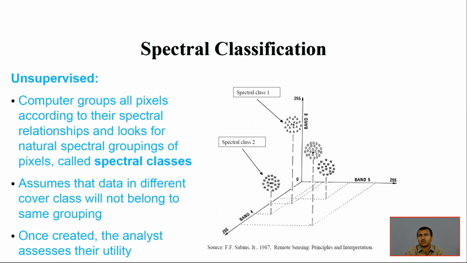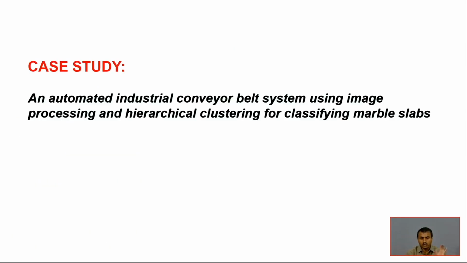So, these are overall the uses of remote sensing in the context of mine automation. Now, I am going to share with you an interesting case study that utilizes image processing as an automated system in an industrial conveyor belt for classifying marble slabs. The name of the case study is an automated industrial conveyor belt system using image processing and hierarchical clustering for classifying marble slabs.